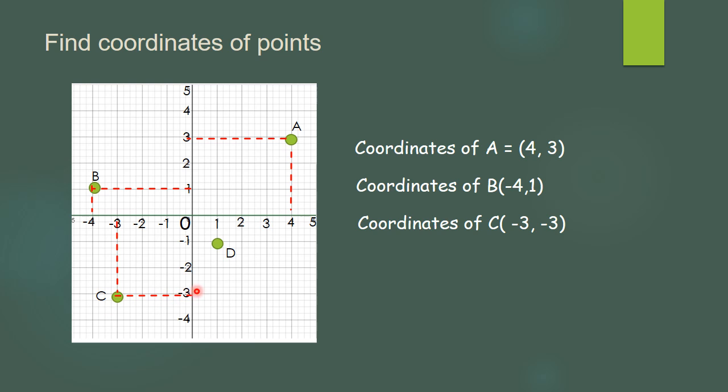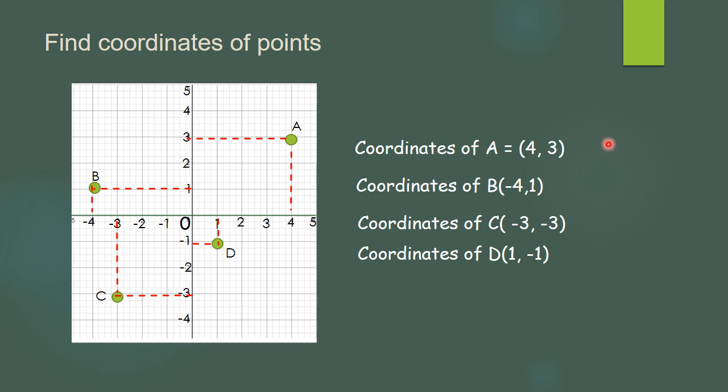Both are negative. While in D, to find out the coordinate of D, first we'll draw the perpendicular on x. It intersects at 1, so my x coordinate becomes 1 and the y coordinate becomes minus 1. So the coordinate of D becomes 1 comma minus 1.